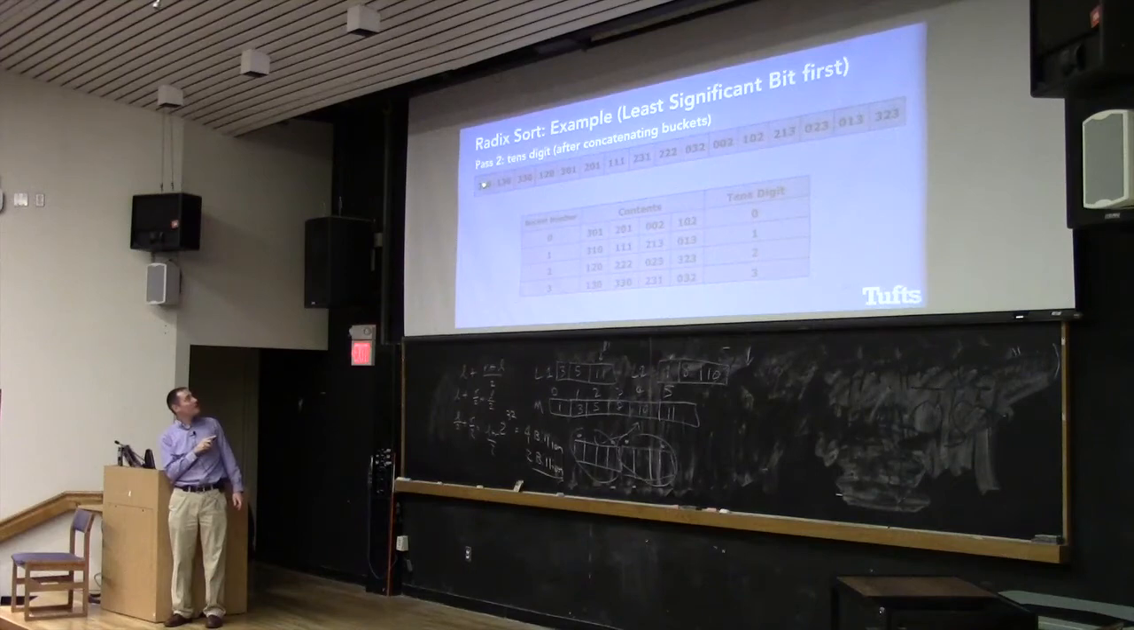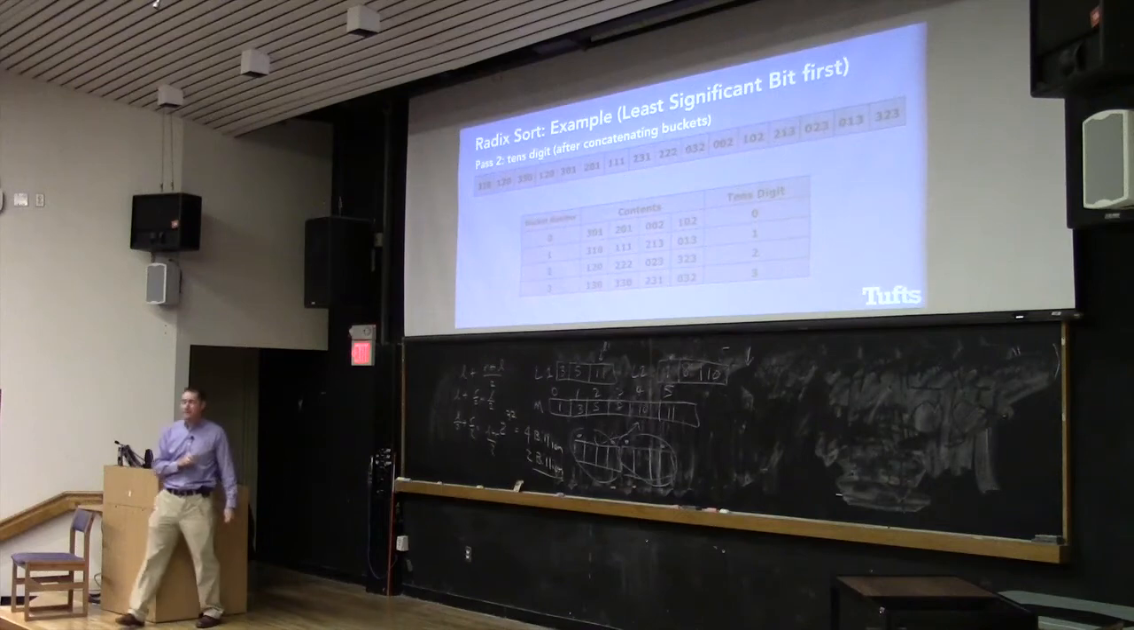Now, if it's a 1, it's going to go in the 1 bucket. If the tens digit is a 3, it's going to go in the 3 bucket. See how that works? 301, 201, 002, 102, guess what? They're all, the middle digit is 0.